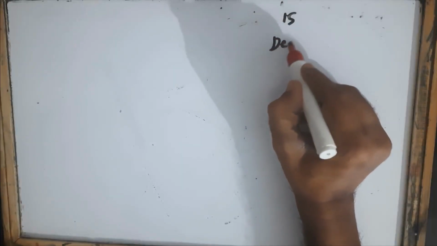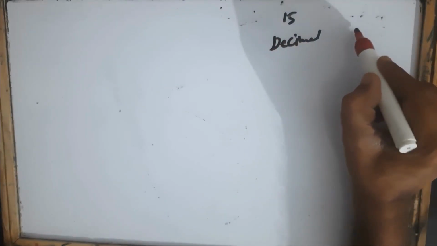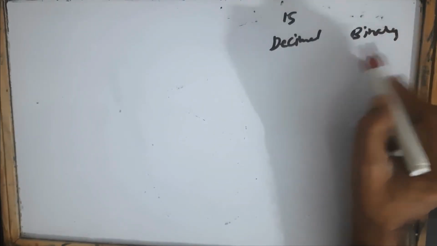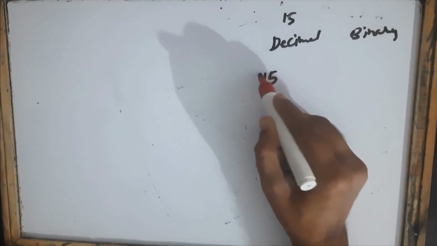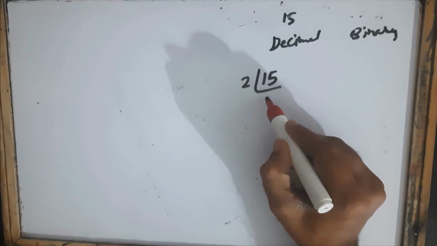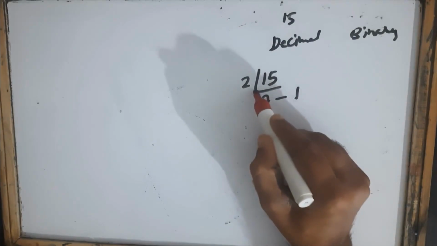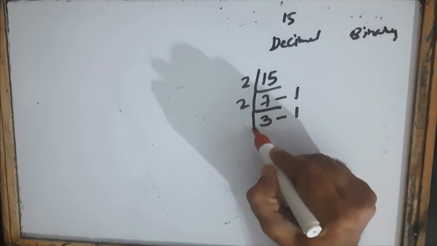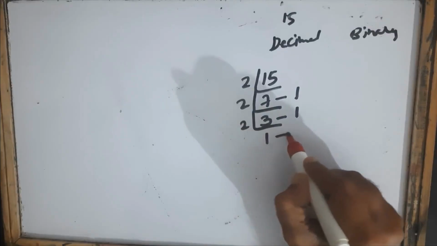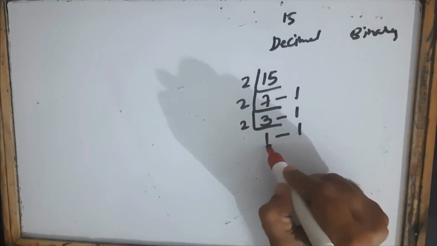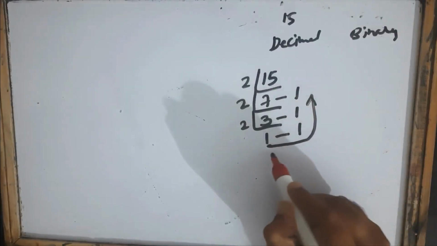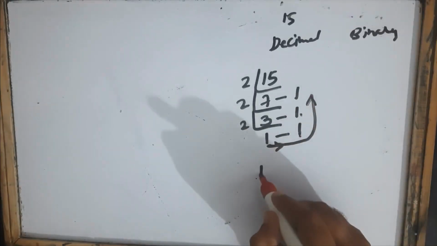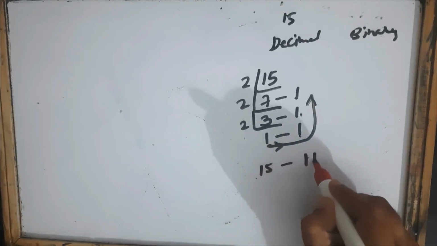Let's try with 15. This is decimal. We convert this to binary and convert back from binary to decimal. 15 divided by 2: 2 sevens are 14, 1 is the remainder. 2 threes are 6, and again 1 is the remainder. 2 ones are 2, then 1 is the remainder. So 1 from here, read this way. So started here, 1 1 1 1. 15 in decimal means the binary is 1 1 1 1.